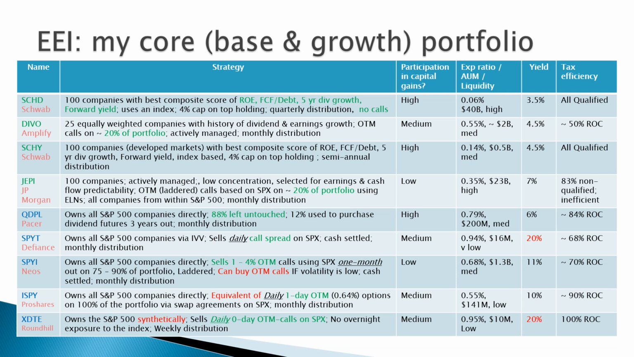I'll give you a sense for what the participation of these ETFs will be in capital gains. That's relevant, especially once you start talking about covered call ETFs. Next, the fourth column, I'll give you a sense for the expense ratio, assets under management, and liquidity. The reason this is important is, like I mentioned previously, when you have low assets under management, you have poor liquidity, and you're going to have a bit of a spread, sometimes 5 cents, 7 cents, 9 cents between offer and bid, and so it's an inefficient way to trade.